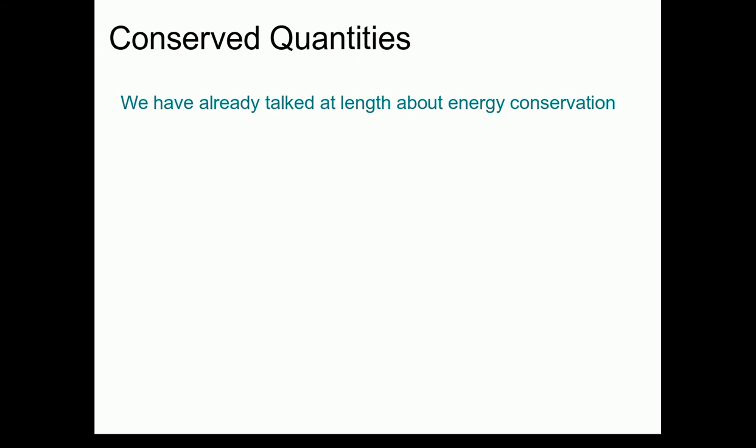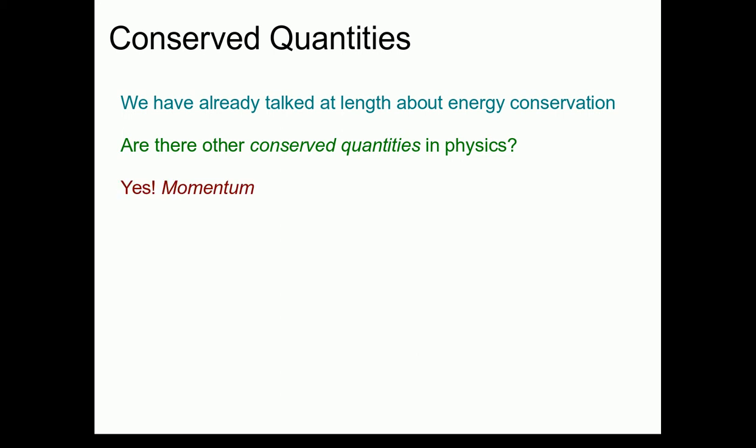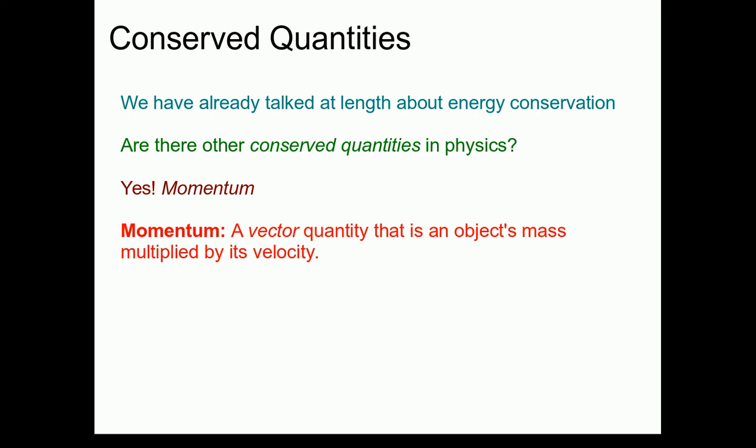Let's begin by thinking about conserved quantities. We've already talked at length about one conserved quantity, energy. Are there other conserved quantities in physics? Are there other quantities where its value before and after are the same? Yes, a new quantity called momentum.